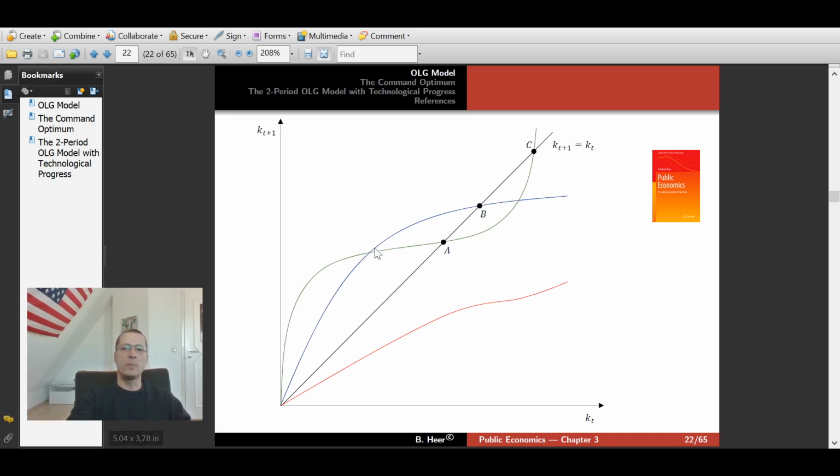For example, the shape of this curve may result from endogenous volatility, so that in this range we have high volatility rates which even increase if we have higher income, and only for high income countries does the volatility rate, the population growth rate, decline. This kind of behavior might result in a shape of the dynamics as presented by the green line on slide 22.